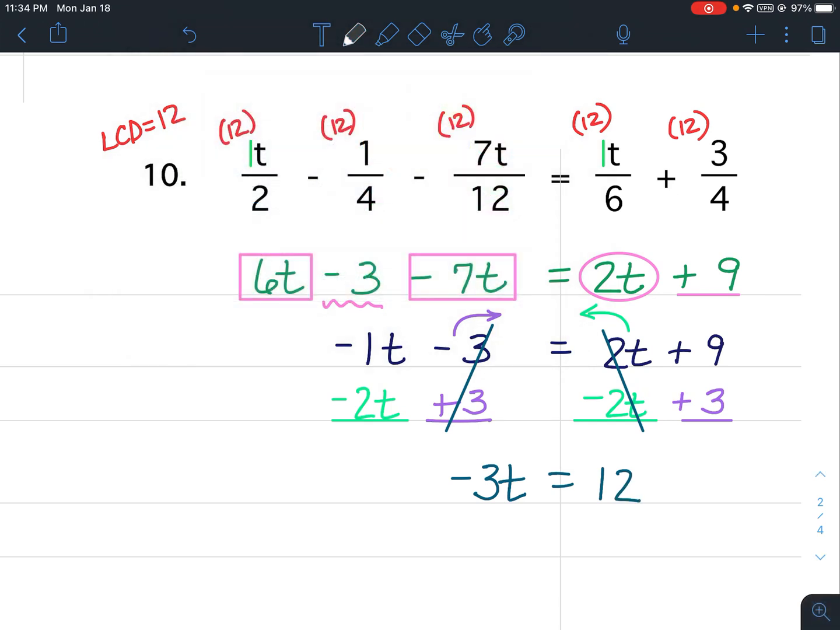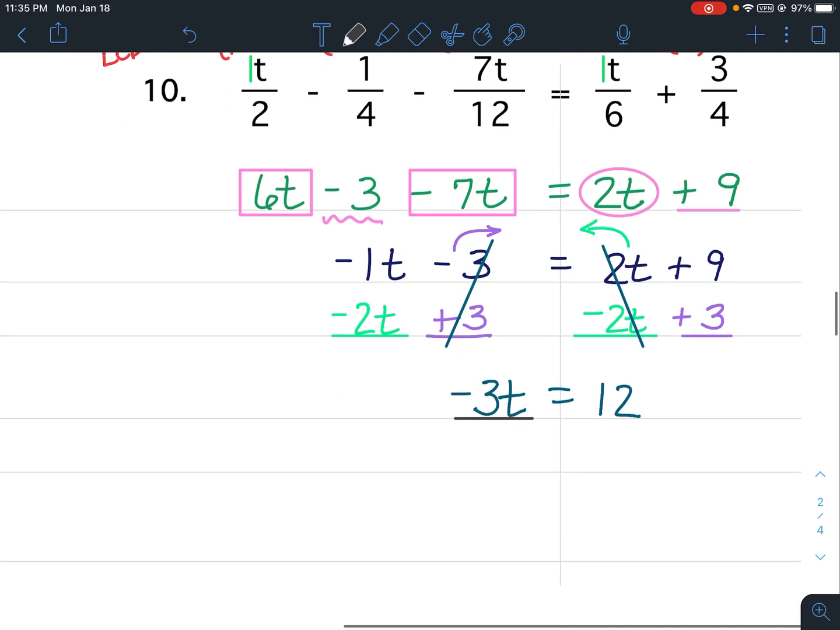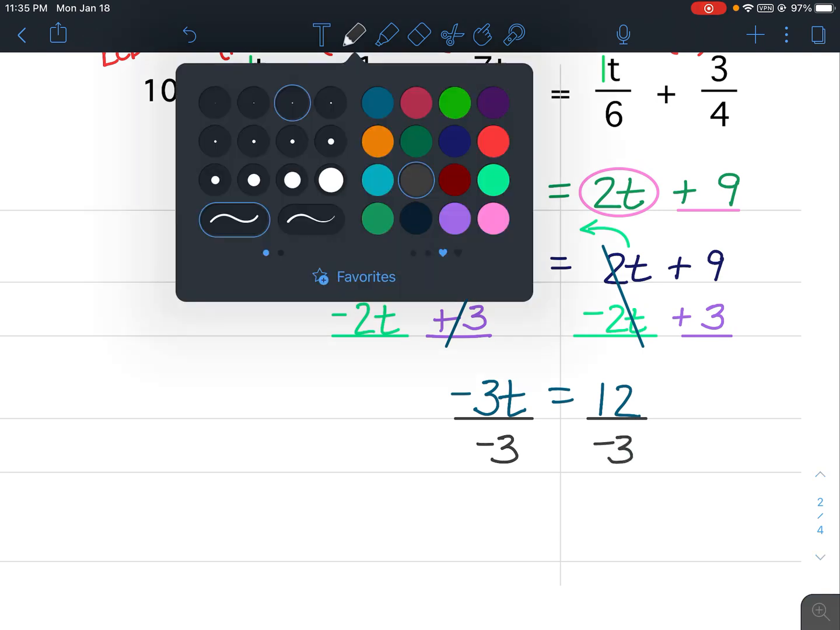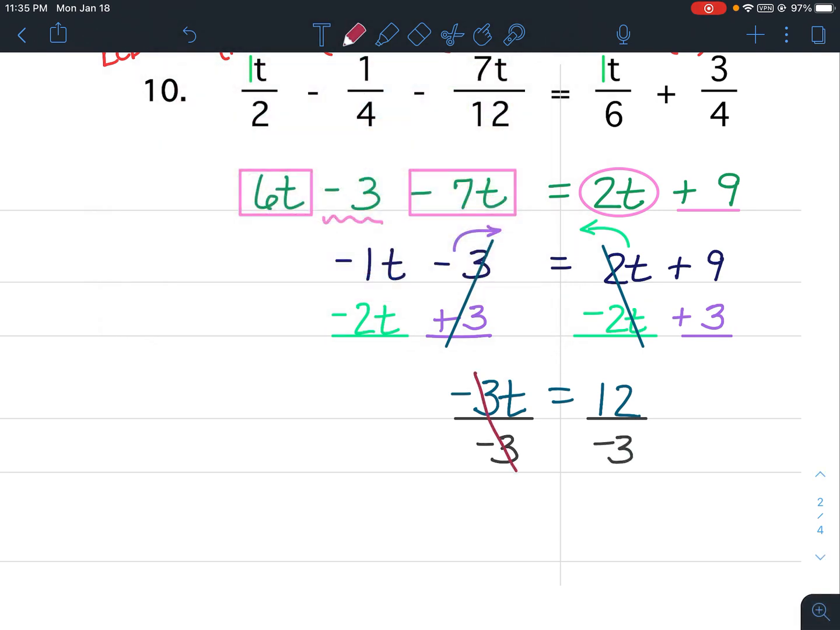Last step, isolate the variable. Since it's multiplication, I'm going to use division. So I'm going to divide both sides by negative 3. The 3's would cancel, and we have t equals negative 4.